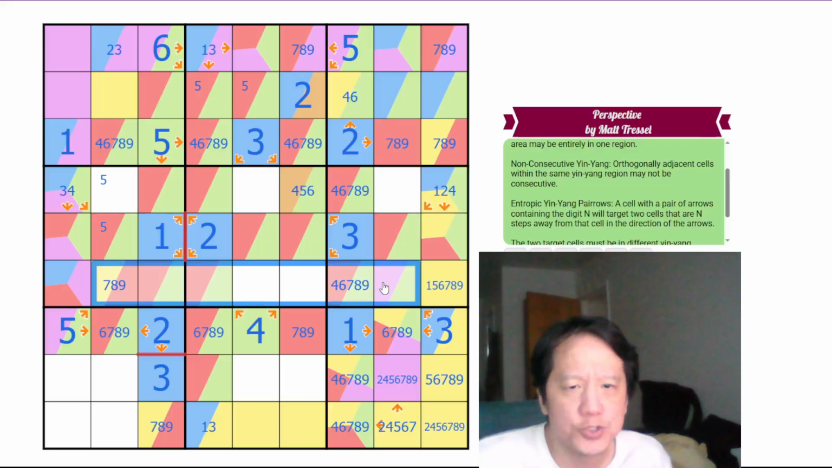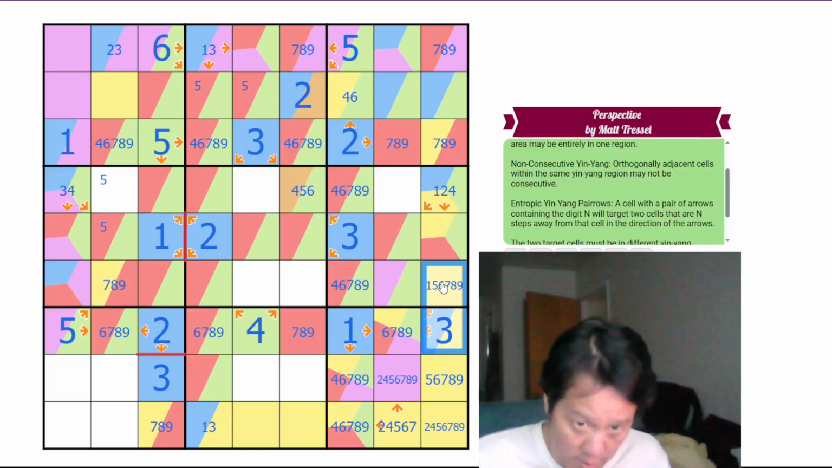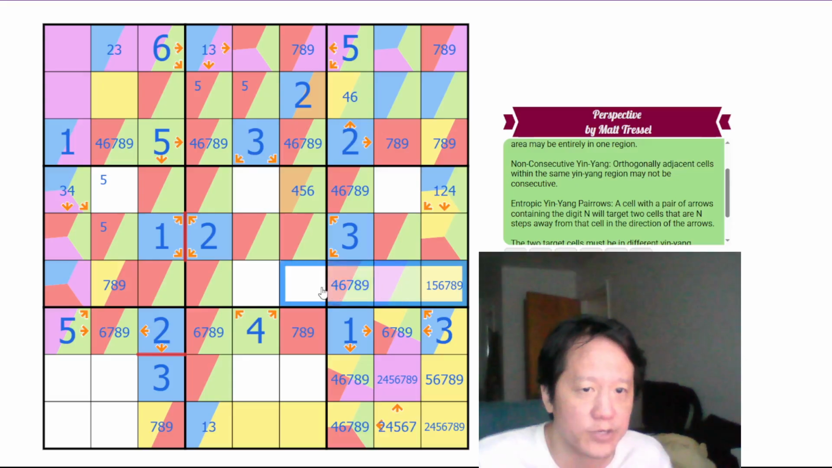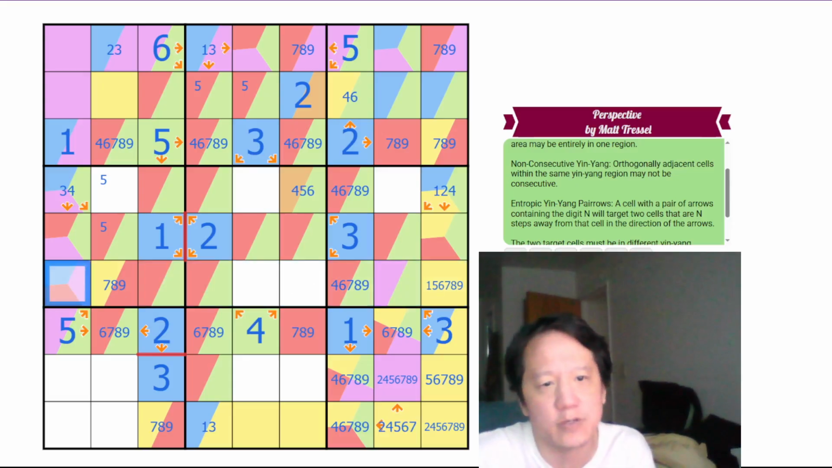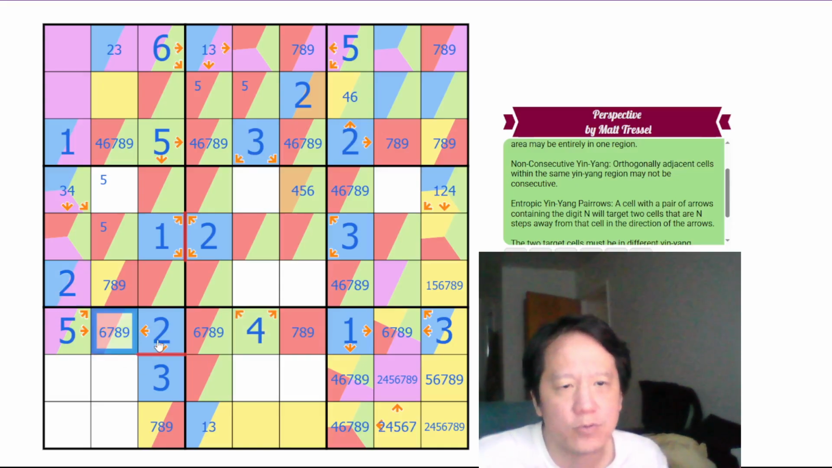Where is 2 in row 6? Can't be here because of 2 in the box. Can't be here. Can't be here because this blue eliminates that possibility. This can't be consecutive with 3 because this is the same region. So 2 has to be here, which means this is not red. That's blue.